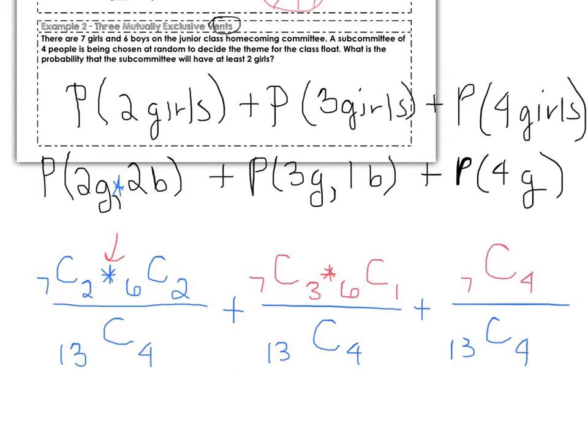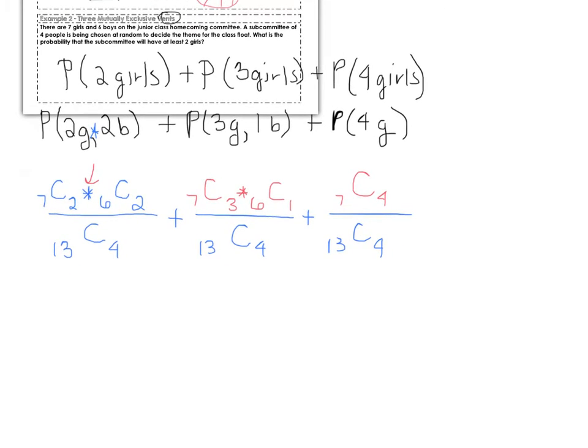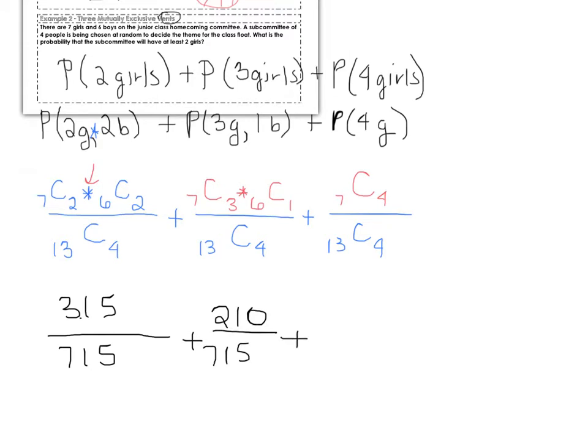And the reason we don't worry about choosing 0 boys is because there's only one way to choose nothing, and so it wouldn't affect our answer here. All right, so now we've got to do a little calculation. This first probability here, if we type this in and calculate, we get 315 over 715. Next probability, if we type that in and calculate it, we get 210 over 715. And the very last one, we get 35 over 715.